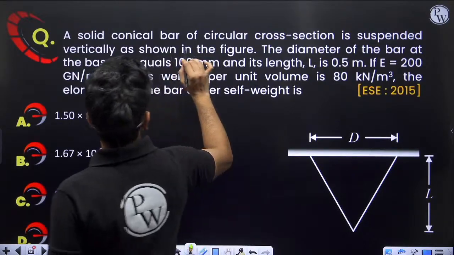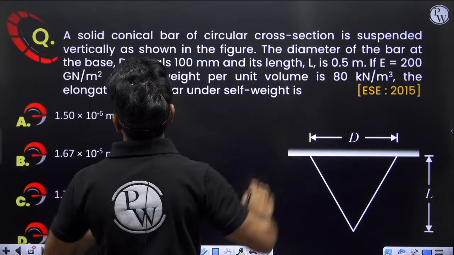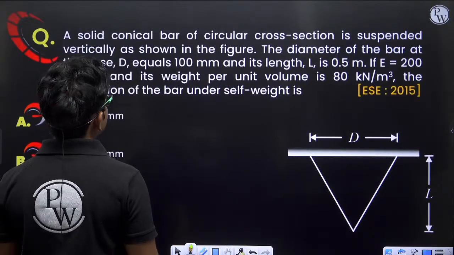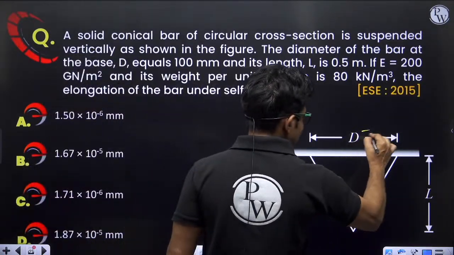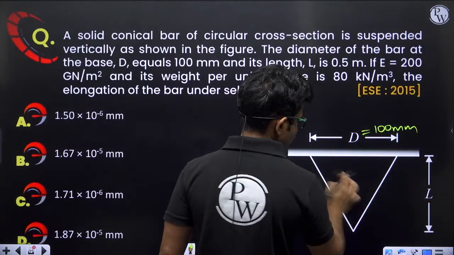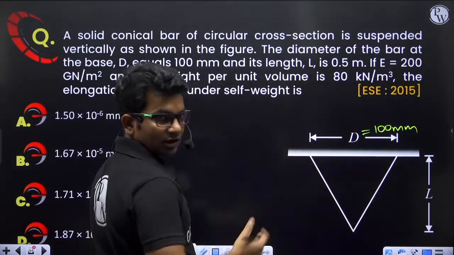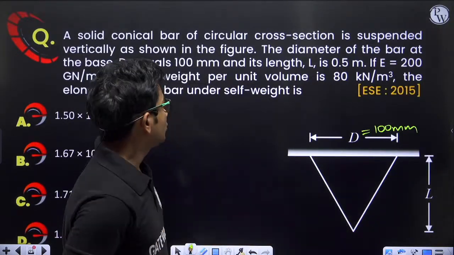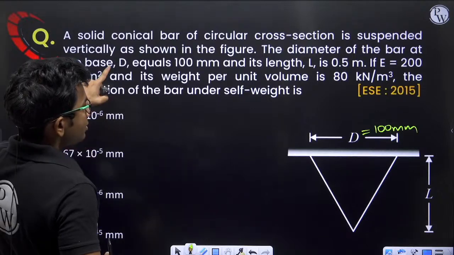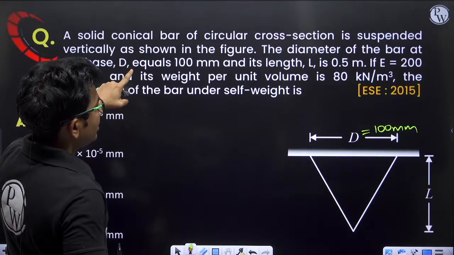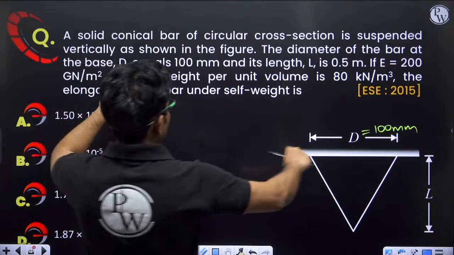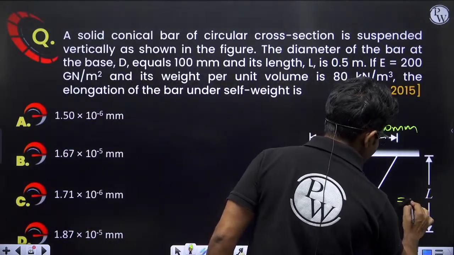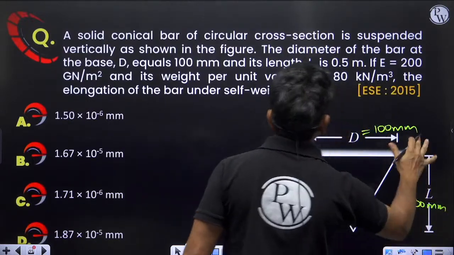A solid conical bar of circular cross section is suspended vertically as shown in the figure. Diameter of the bar at the base D equals 100 mm. This is conical bar. In 2D it is looking like a triangle, but it is actually a cone. So diameter of the bar at base D equals 100 mm and its length L is 0.5 meter, that means 500 mm.